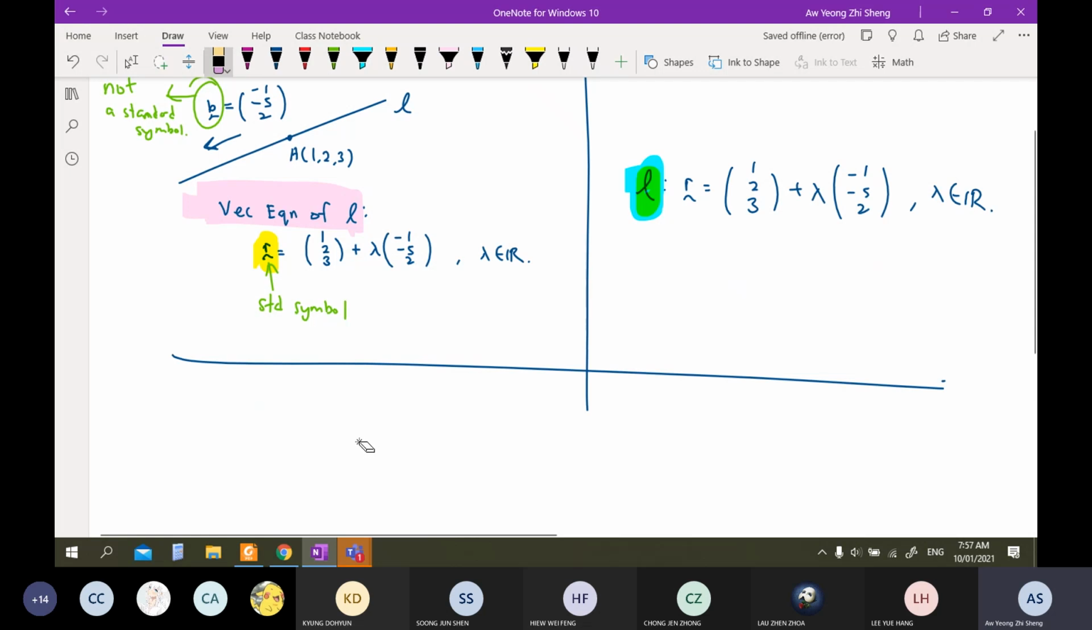Do we also have to introduce the parameter? Actually, no need. If you write lambda is allowed to take all real values, then it's already understood that lambda is a parameter.